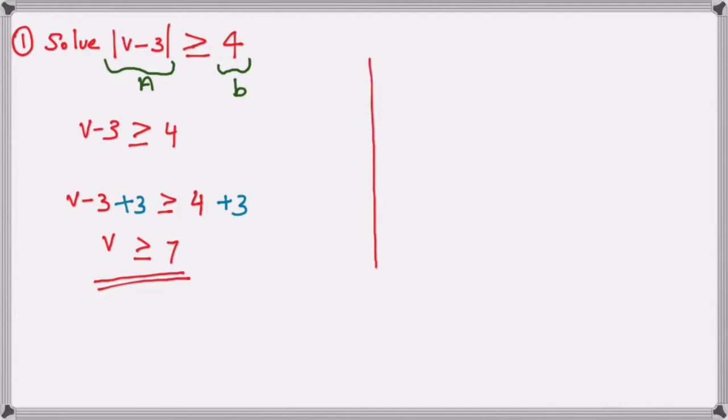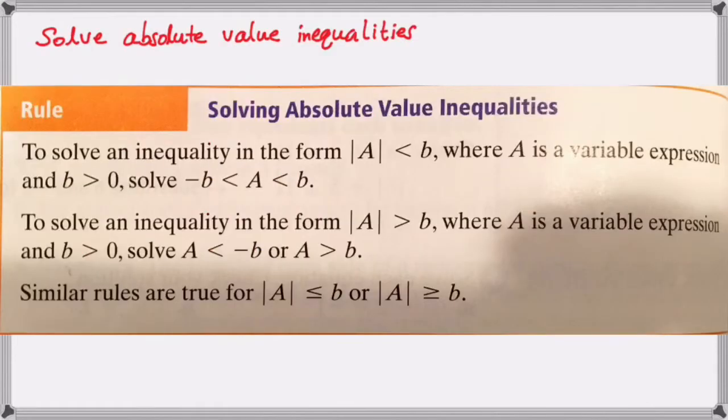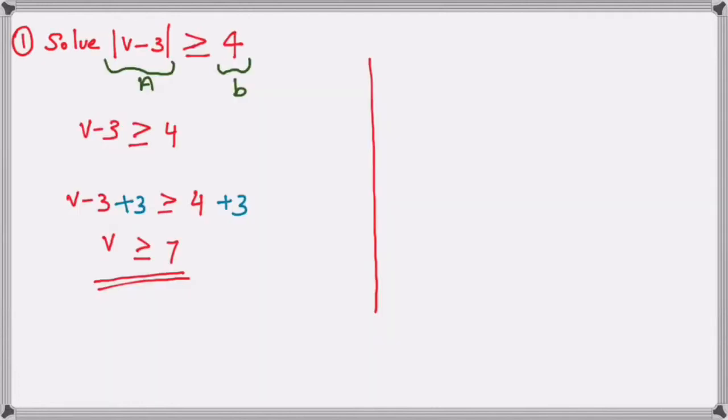Okay, now let's solve this. We already solved this one. Now let's solve this, which is A less than negative B. What is A here? V minus 3, that's A, right? A less than negative B. This is what we need to solve. And also in this case, it's not less than, it's less than or equal to, right? Don't forget that.